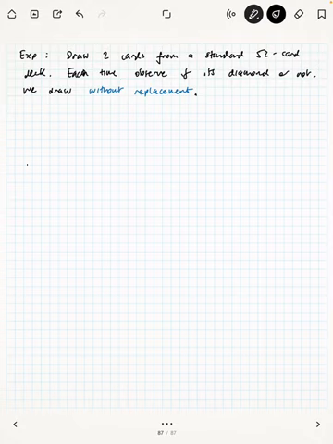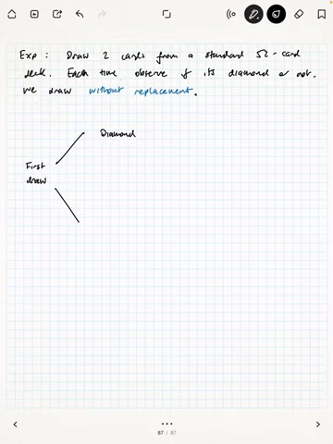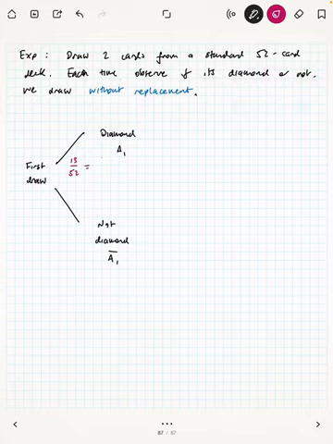So first draw. And so we have 2 events. We have a diamond, we'll call A1, and not diamond, which is A1 bar. How many diamond cards are there in a suit? There's 13, and there's 52 total. So 13 out of 52, which is exactly equal to 1/4.